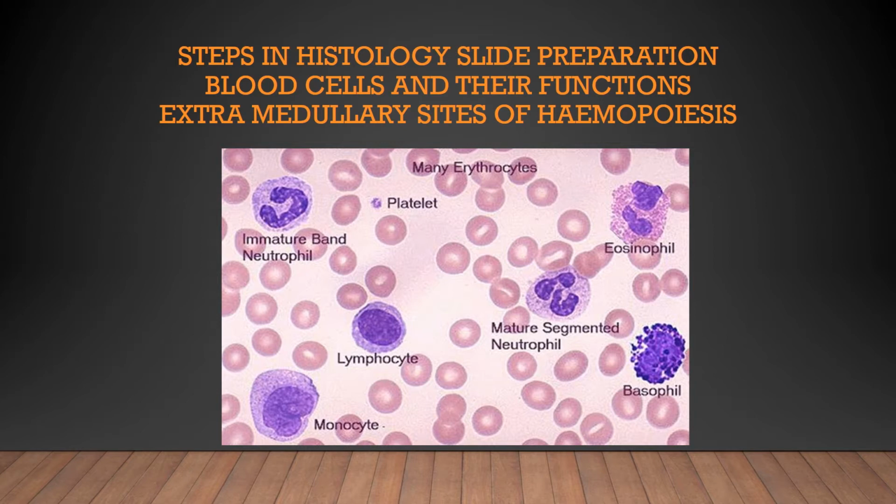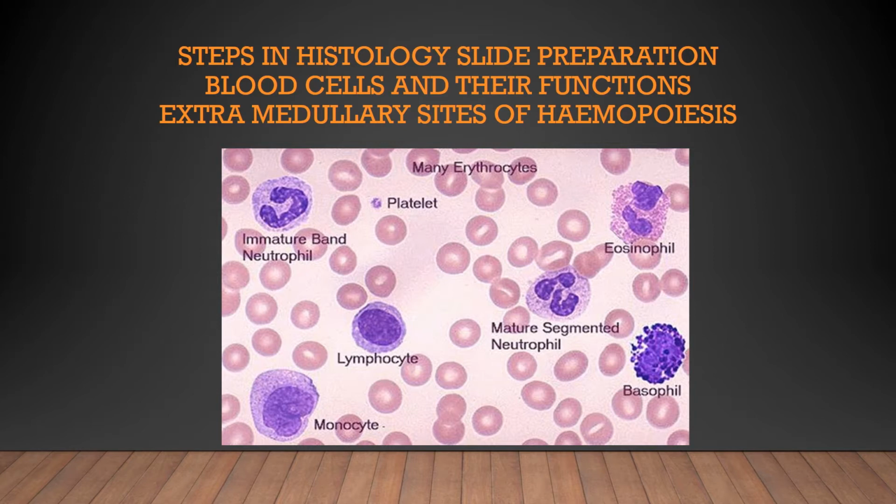The next step is trimming and sectioning. So the excess paraffin in the resulting paraffin block is trimmed off. Then the paraffin block is placed in a microtome for sectioning. Then the next step is staining, which is done to differentiate between the various cell organelles.